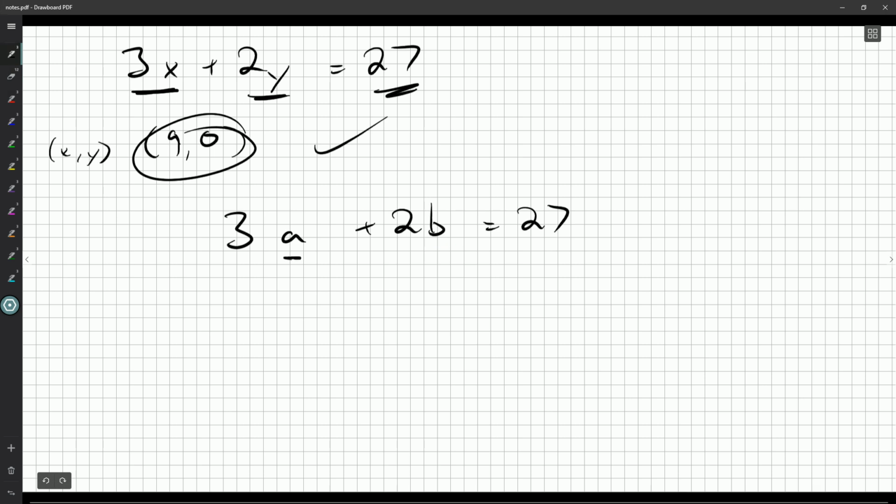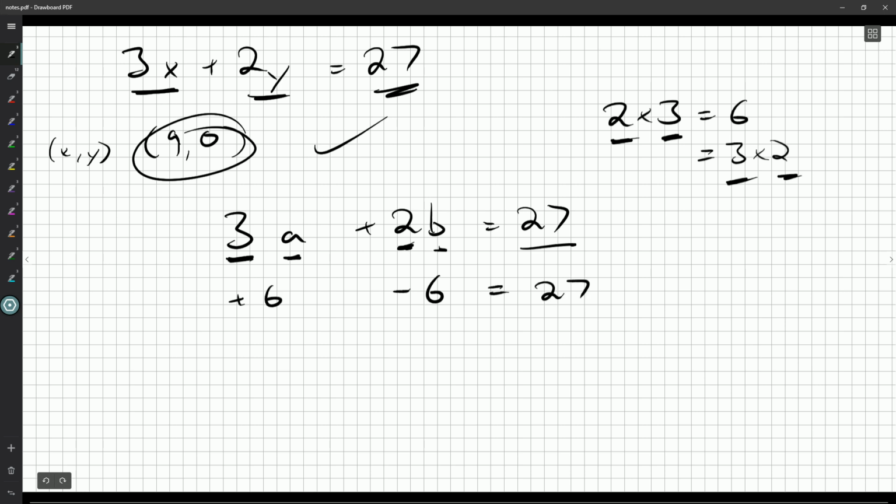Let's think of it as I've got a 3s and I've got b 2s, and I'm adding them all up, and they happen to be 27. So if I got rid of some 2s and turned them into 3s, we could rearrange this. Now, how many 2s can turn into 3s? Well, 2 times 3 is 6, which happens to be 3 times 2. So 2 3s is the same as 3 2s. So if I get rid of 6 here and add 6 here, I haven't really changed the 27. Of course, this 6 I can factor out a 3. And this 6 here I can factor out a 2.